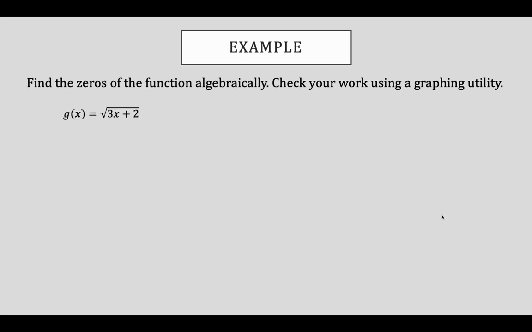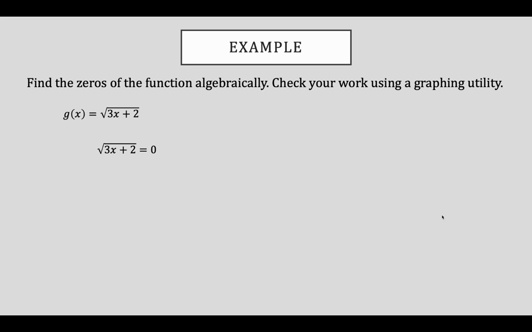All right, let's take a look at another example. Find the zeros of the function algebraically. Check your work using a graphing utility. g of x is equal to the square root of 3x plus 2. Again, to find zeros, to find x-intercepts, we set y equal to 0. Set the equation equal to 0. The square root of 3x plus 2 is equal to 0.